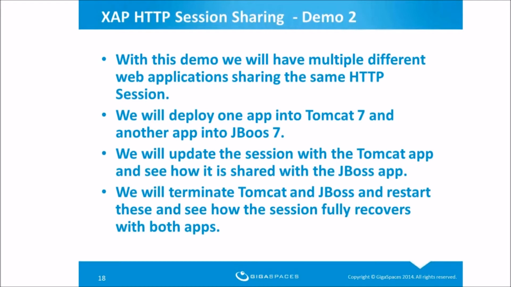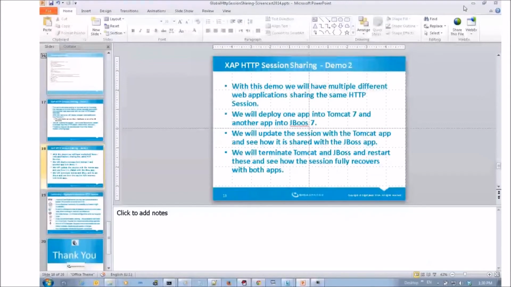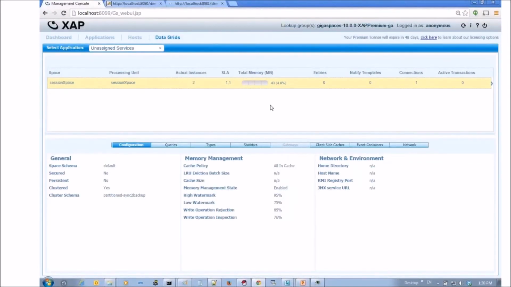Later, to demonstrate failover and session recoverability, we will terminate Tomcat and JBoss altogether and restart them, and see how the session will be fully recovered with both JEE containers. Let's move to the demo. So we've got here a data grid with a single partition running primary and backup instances. As you can see, it's empty. There's no data within the grid.